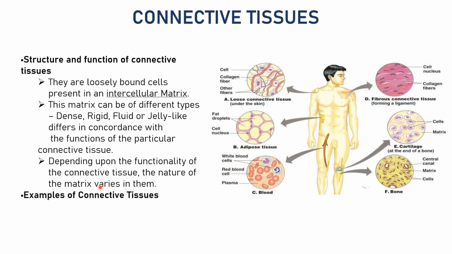Connective tissue. So our main topic is connective tissue. As the name suggests, definitely it is going to connect different organs with each other, right? So that is why they have given the name connective tissue. But there are connective tissues which give support to our body. Okay, so let's see the different types of connective tissue, structure and function of connective tissue. They are loosely bound cells, okay, present in an intercellular matrix, right?